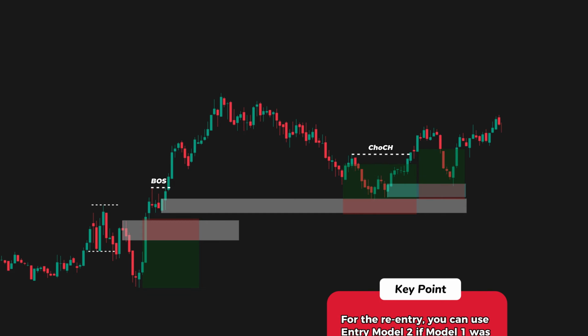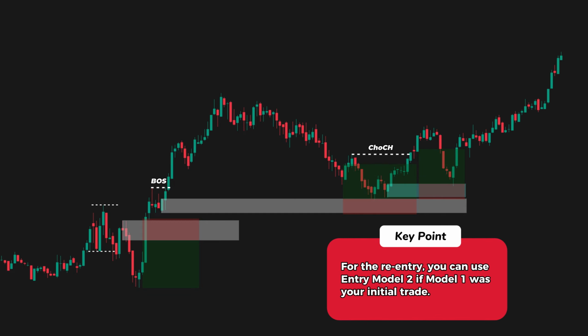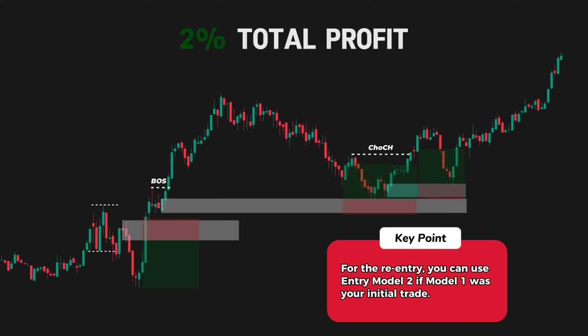For the re-entry, you can use entry model 2 if model 1 was your initial trade. In that case, both trades would have reached their targets, allowing you to close the day with a 2% profit.